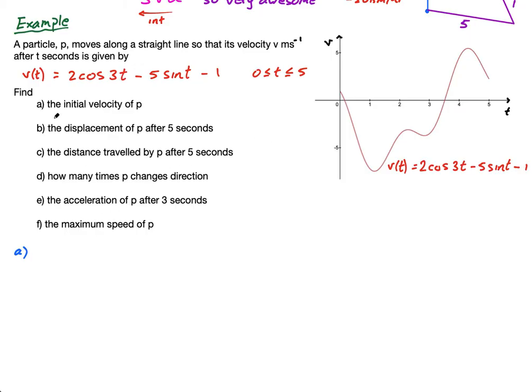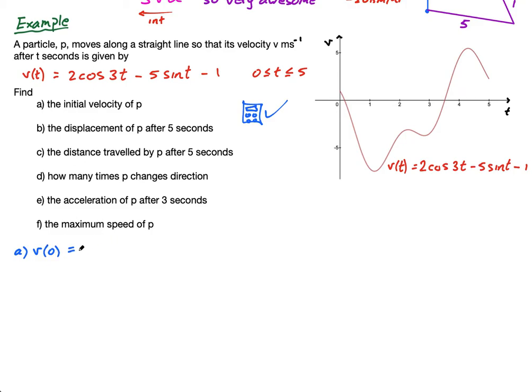Let's do these questions. The initial velocity of p. So initial velocity is when t is 0 at the start. So I'm trying to find v of 0. This is a calculator allowed question, so we are allowed to use our calculator. But I'm going to show you how to do this without a calculator because it's straightforward.